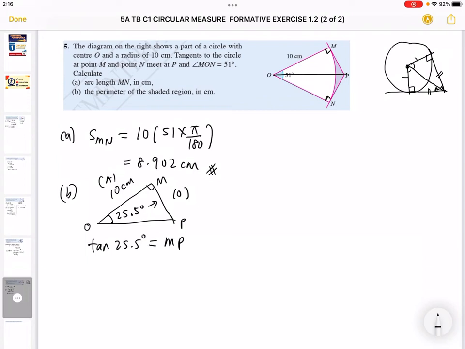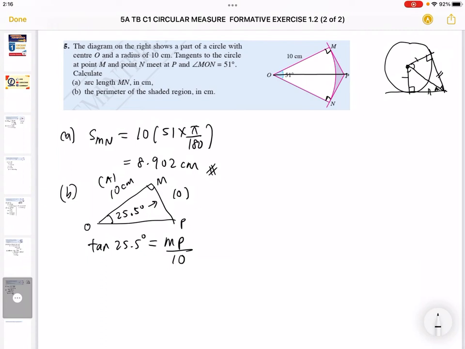Please remember, when you use sine, cos, tangent, the mode that you use in your calculator is very important, because if your calculator is in radian mode, it will give you 25.5 radians, which is a different value compared to 25.5 degrees. So make sure your calculator is switched back to degree mode. So use your calculator, multiply over.